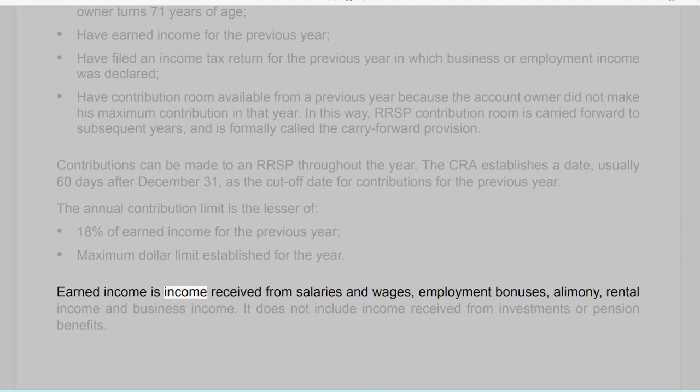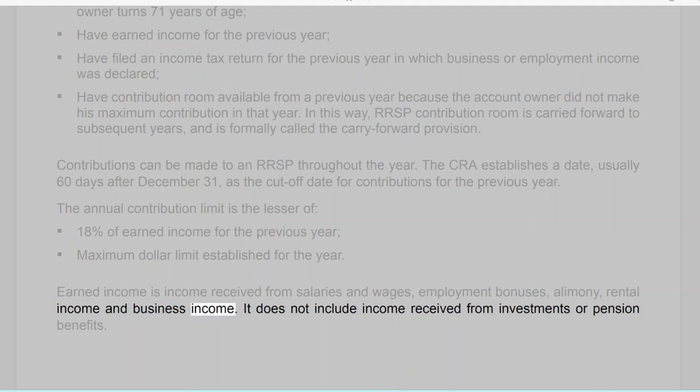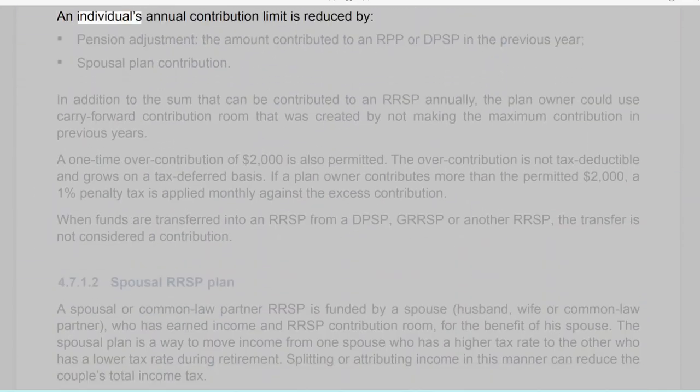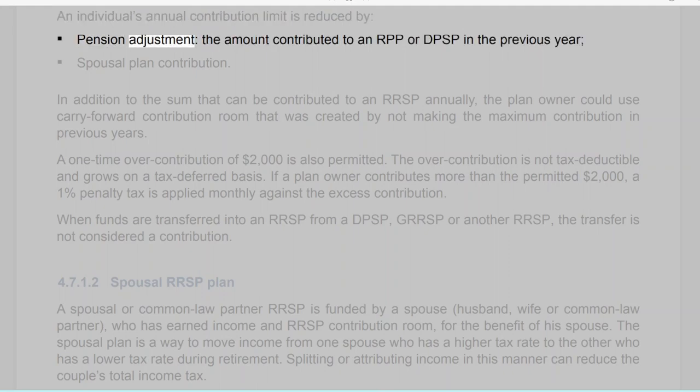Earned income is income received from salaries and wages, employment bonuses, alimony, rental income, and business income. It does not include income received from investments or pension benefits. An individual's annual contribution limit is reduced by the pension adjustment, the amount contributed to an RPP or DPSP in the previous year, and by spousal plan contributions.